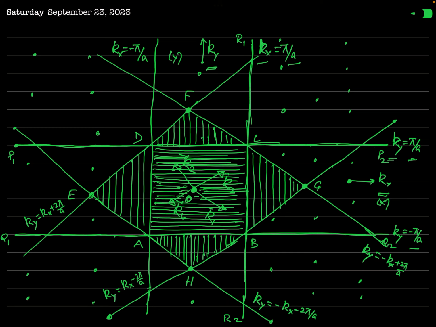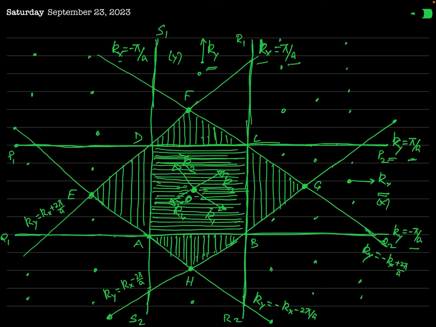Okay, and similarly, this straight line S1, S2 is defined by the equation kappa x equal to minus pi by a. Okay, this is just elementary coordinate geometry. You know the equation of a straight line, y equal to plus minus c and x equal to plus minus c. Okay, you can see these four straight lines intersect one another at these points.